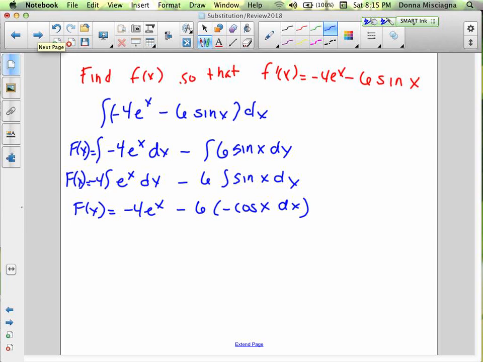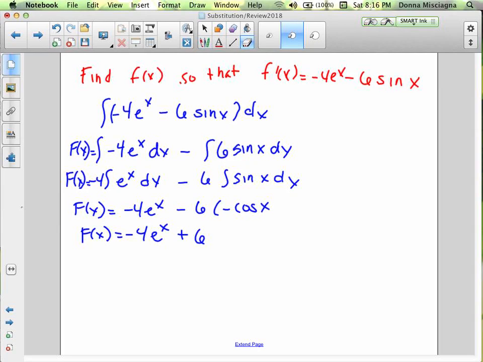Well, now we've got two negatives, so our equation now is going to be negative 4e to the x plus 6 cosine x. Oops, why is there a dx? No dx. So f of x is equal to negative 4e to the x plus 6 cosine x. And there we go. If we were to differentiate, the derivative of negative 4e to the x is negative 4e to the x. The derivative of 6 cosine x is negative 6 sine x, which is just what we had before.